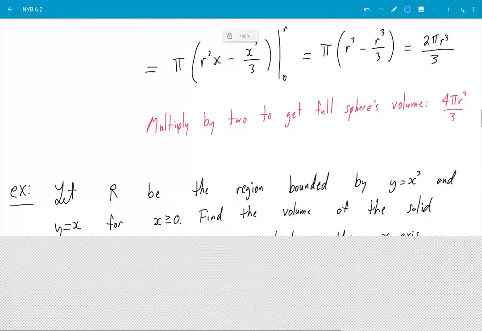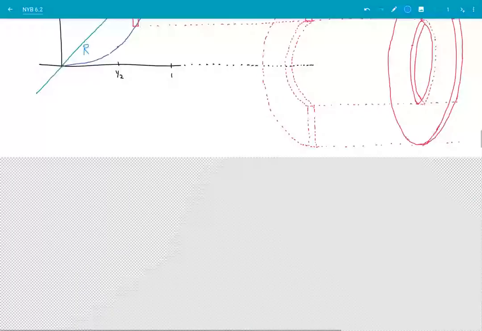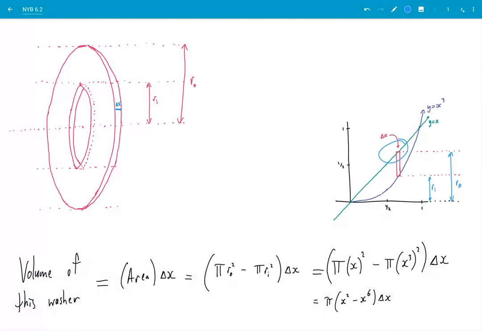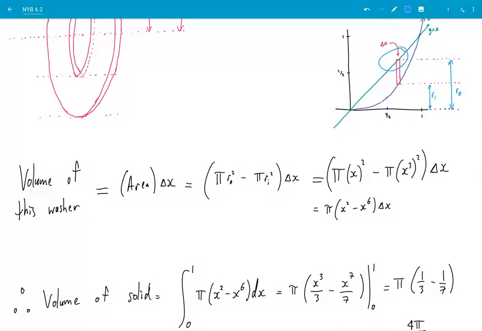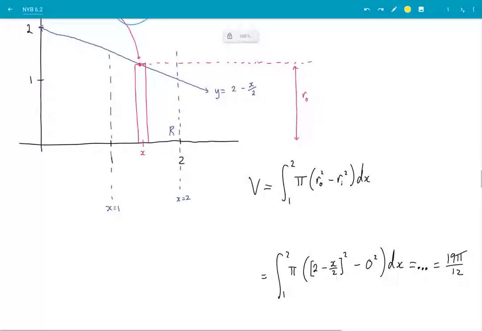Okay, next one, same idea. Now, if you look at the region, let's go yellow. If you look at the region here, my banana goes from x is 0 to x is 1. For that reason, I get 0 and 1 here as my bounds of integration. Okay, where are we now? We had 19 pi over 12.